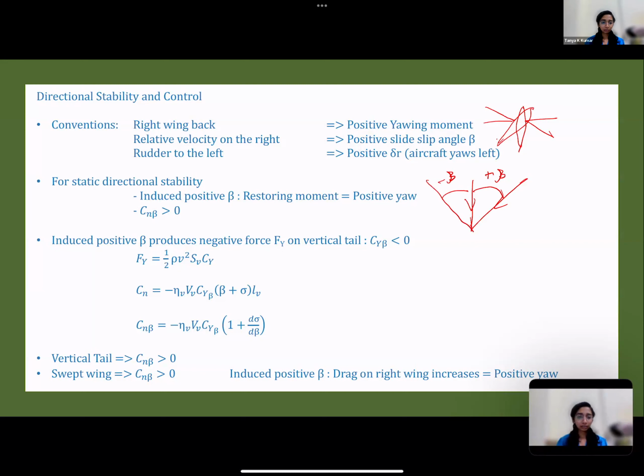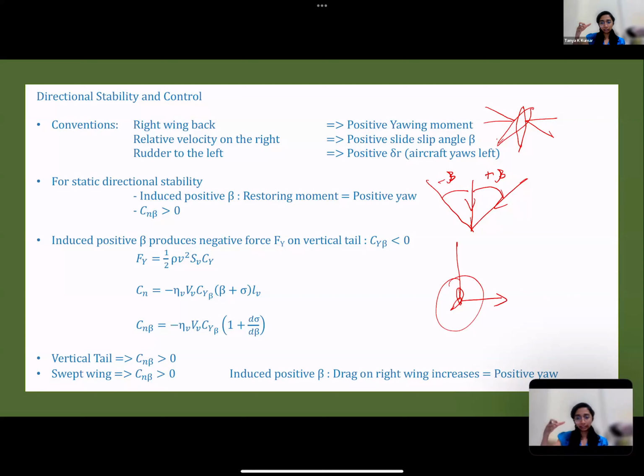Then the control surface convention: if you deflect your rudder to the left. So where is your rudder? This is your fuselage reference line, and this is your rudder. If you deflect it to the left, force is produced in which direction, to the right or the left? Towards the left. Okay, so force is produced here.